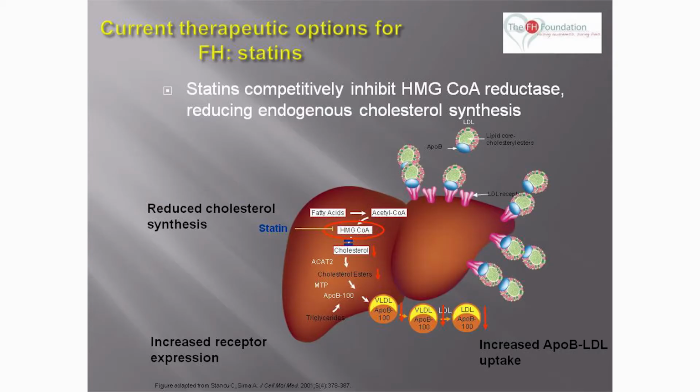Next slide is current therapeutic options for FH, and it starts with the statins, and we've already discussed that. We start with reducing cholesterol synthesis and then upregulating LDL receptors. Now, LDL receptor upregulation really is the common denominator in all of our lipid-lowering therapy that we use in FH patients, including the bile acid sequestrants and including the cholesterol absorption inhibitors.